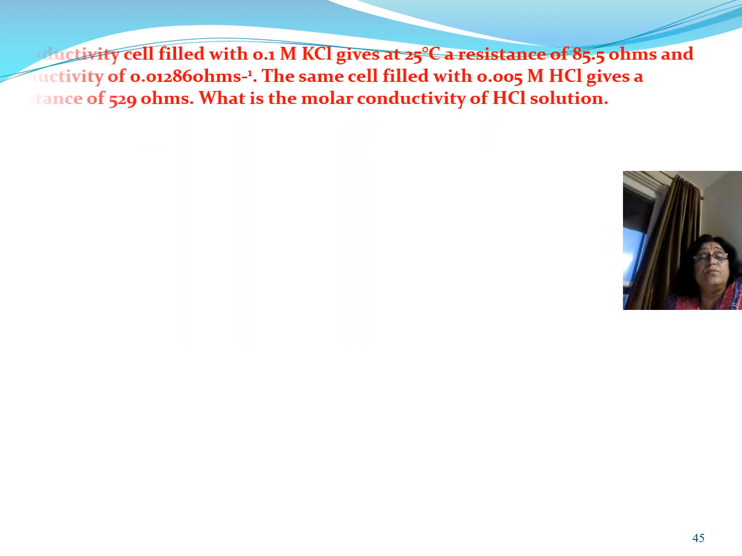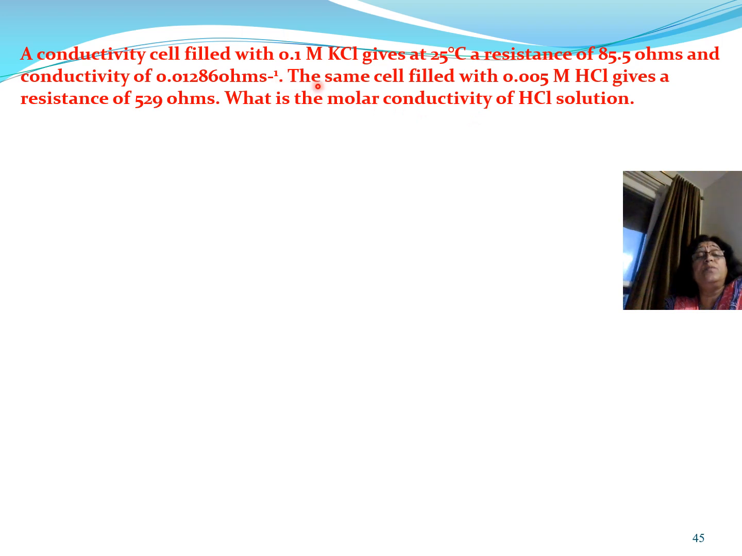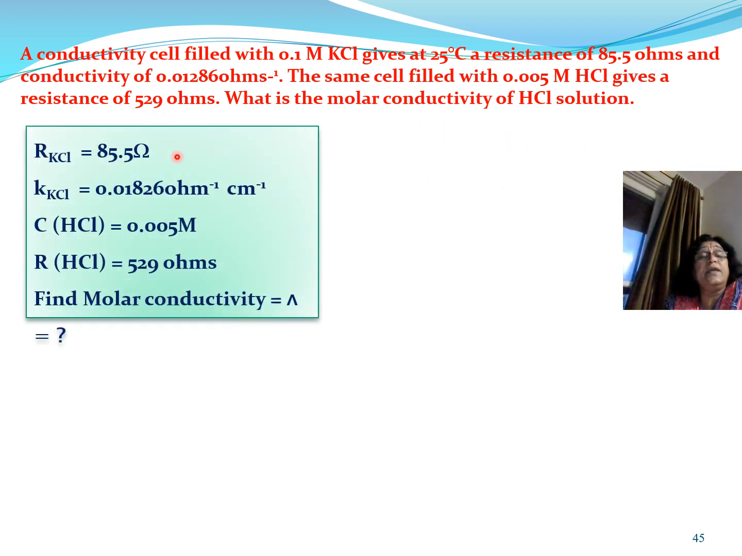Okay, let's go to the next numerical. A conductivity cell is filled with 0.1 M KCl. It gives, at 25 degrees centigrade, a resistance of 85.5 ohms and conductivity of 0.01286 ohm inverse. The same cell filled with 0.005 M SCl gives a resistance of 529 ohms. What is the molar conductivity of the SCl solution? So R of KCl is given, K of KCl is given. Concentration of SCl is 0.005 M. Resistance of SCl is 529 ohms. You have to find out the molar conductivity.